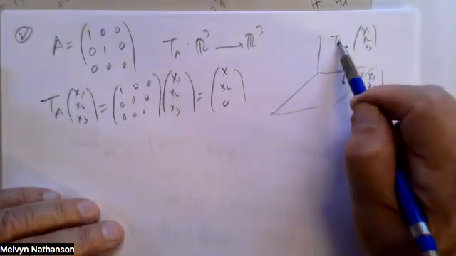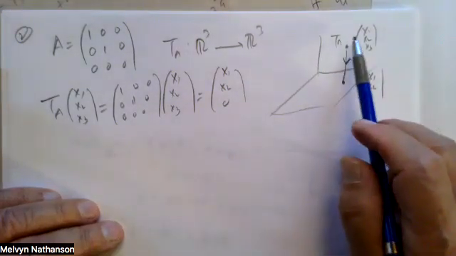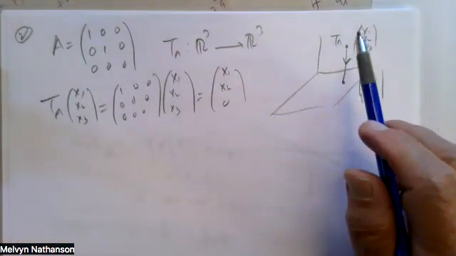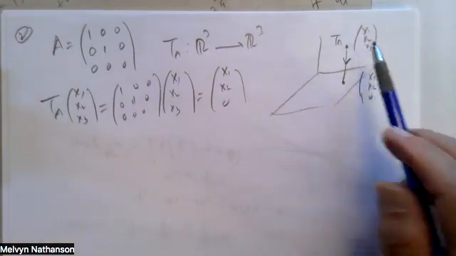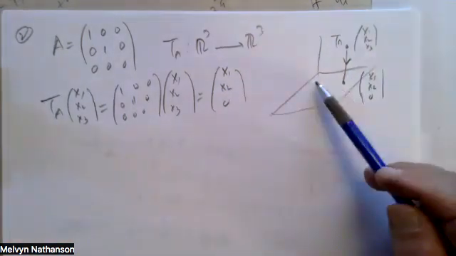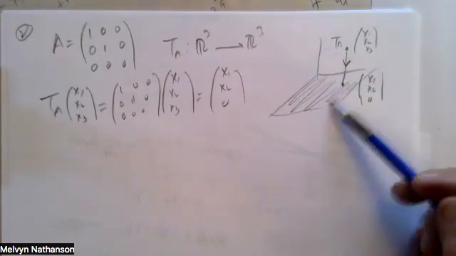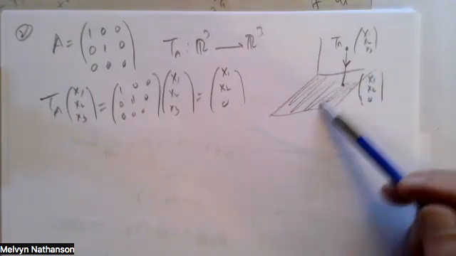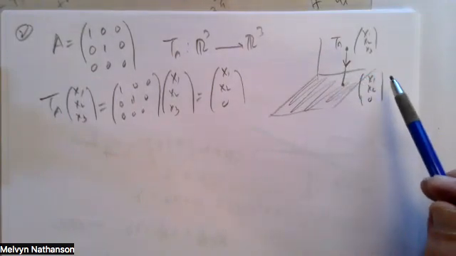That's what T sub A does. So T sub A projects every vector. If you want to look at this visually, geometrically, it projects every vector down into the xy plane, if this were xyz, or this x1, x2 plane.